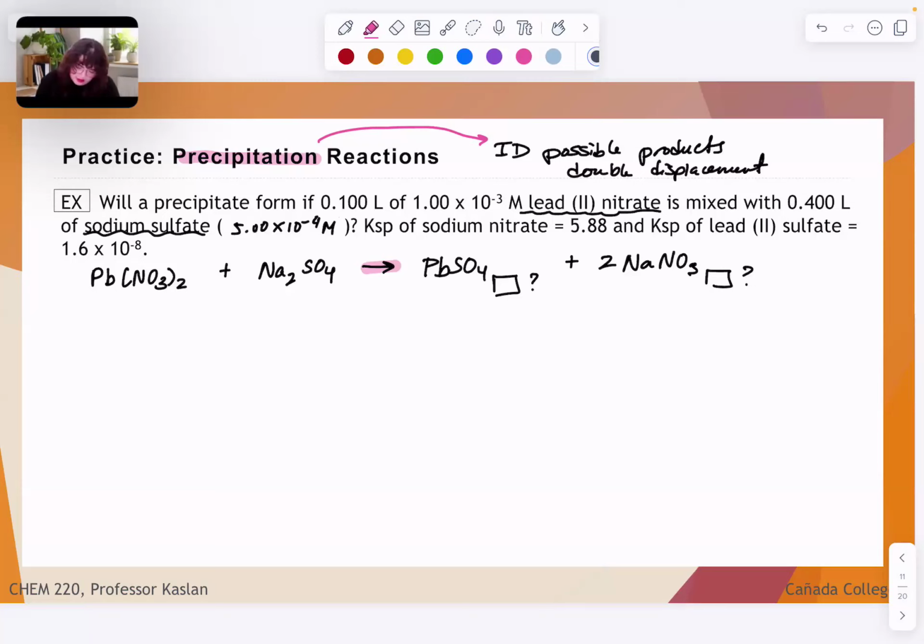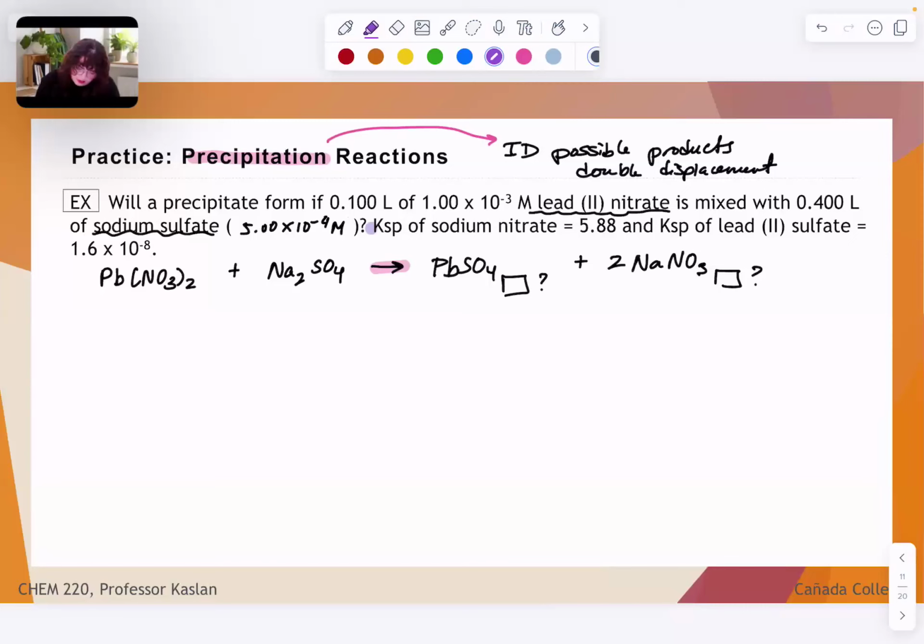And you'll notice that I have given you in this problem the KSP of sodium nitrate. So I know what the KSP is of this product. That is 5.88. And then I also have the KSP of lead 2 sulfate, which is 1.6 times 10 to the negative 8.